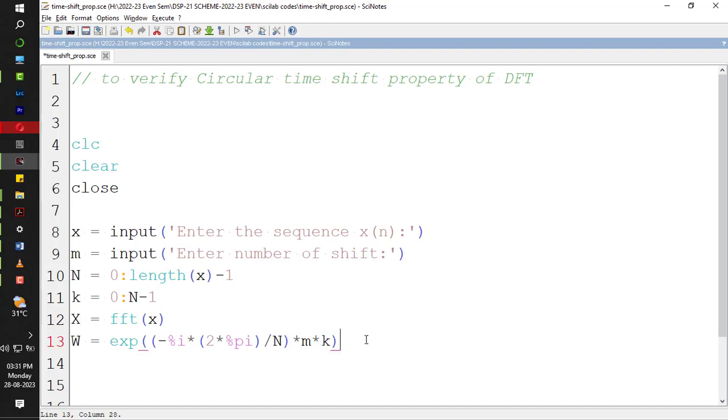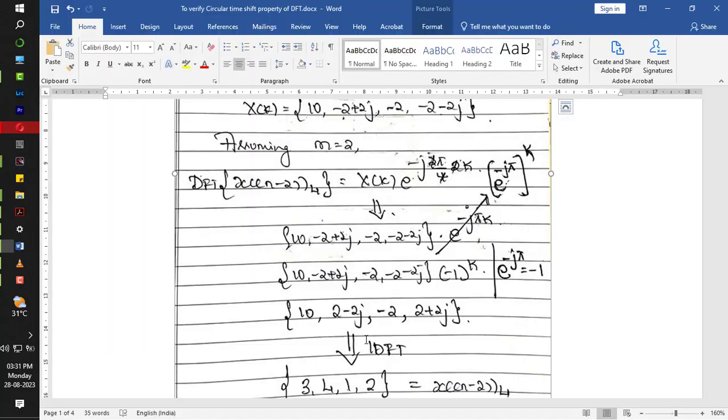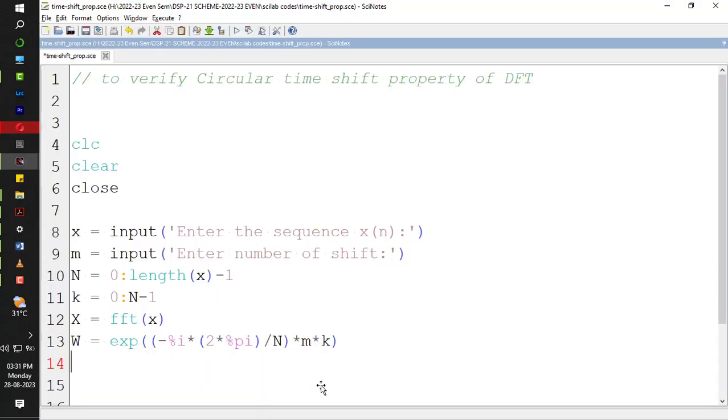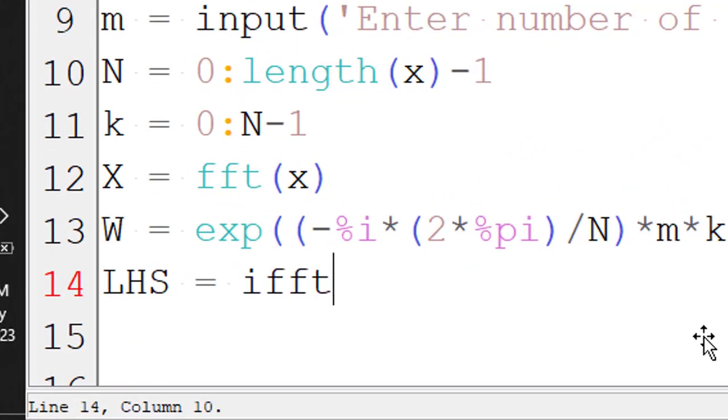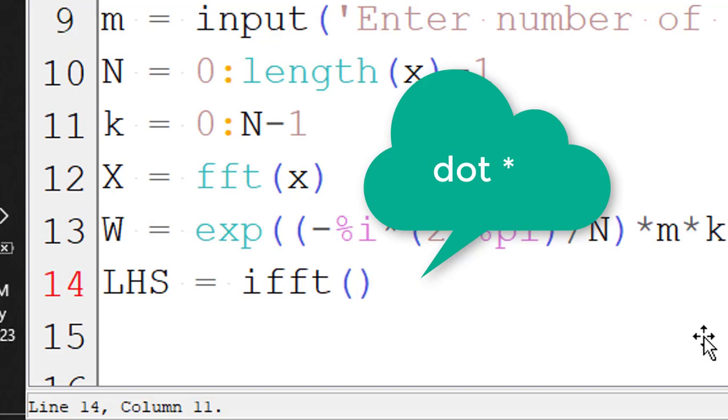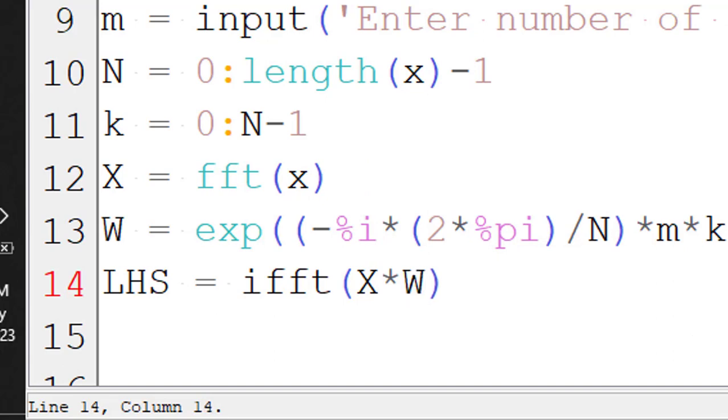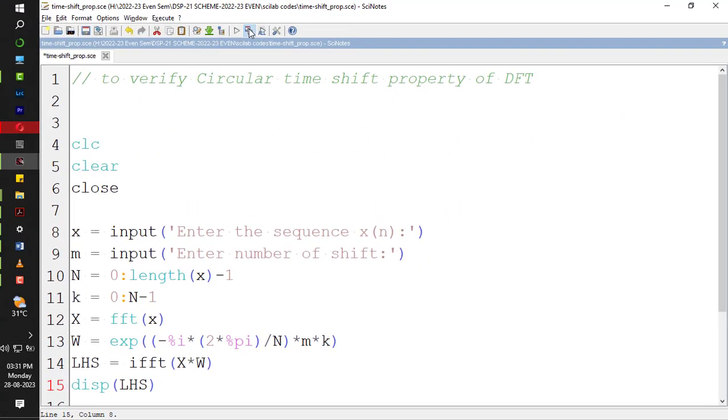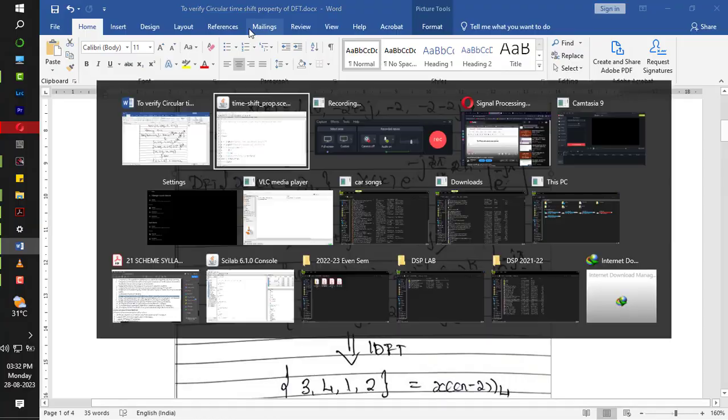Okay, so I defined this part. Now I have to multiply X of k with this, and if I take the IDFT of that, I get my left hand side. So I'll just directly write it as LHS is equal to IFFT of, I have to multiply X with W, and then we shall display LHS. Okay, I'll go back to the console window.